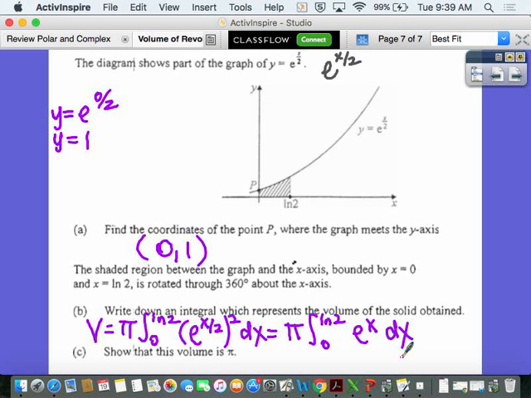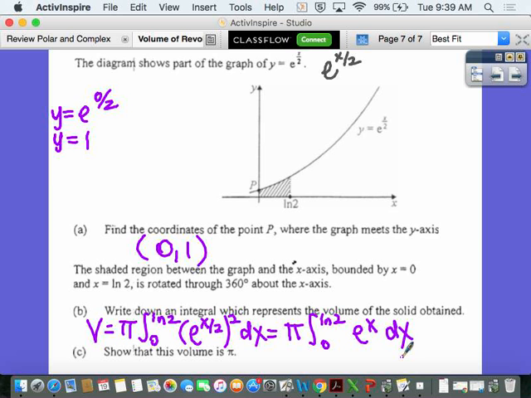Now we're going to show that the volume is pi. When you show a problem, you show your steps, small steps. I can't read them, but I got them. If even I can't read them, then how am I supposed to grade it? Well, you know that I did them.